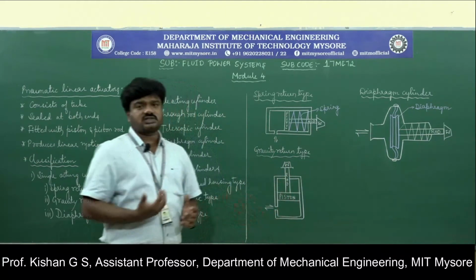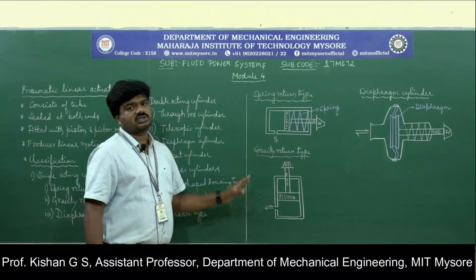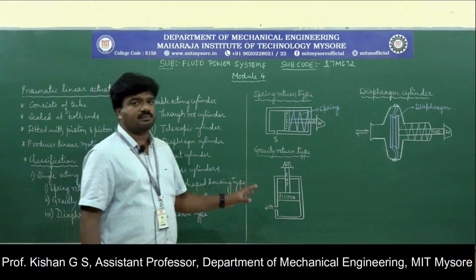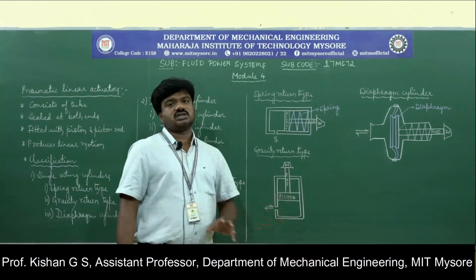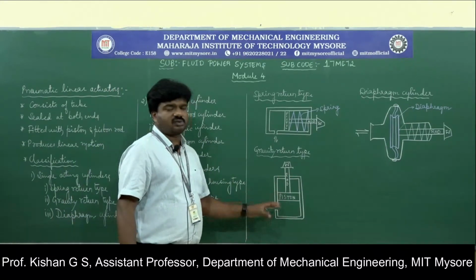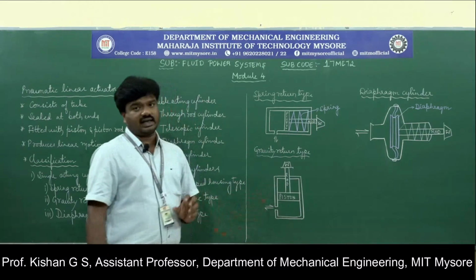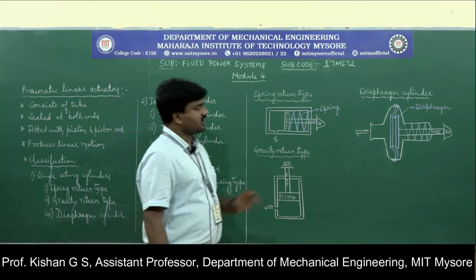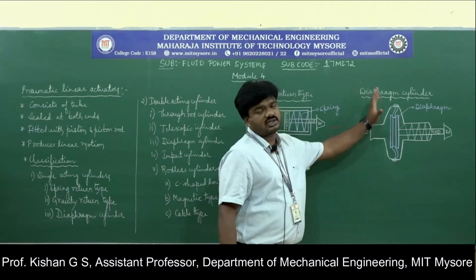Since it retracts back basically on the gravitational force, this type of cylinder is called a gravity return type of pneumatic linear actuator belonging to the single acting category. Here remember one thing, whatever may be the condition, the supply of fluid medium is compressed air. Okay. Moving on with the third type for the single acting cylinder, it is the diaphragm cylinder.